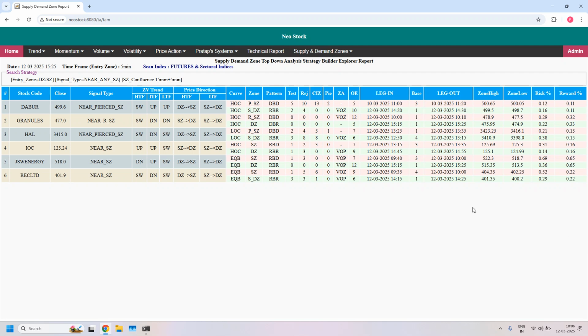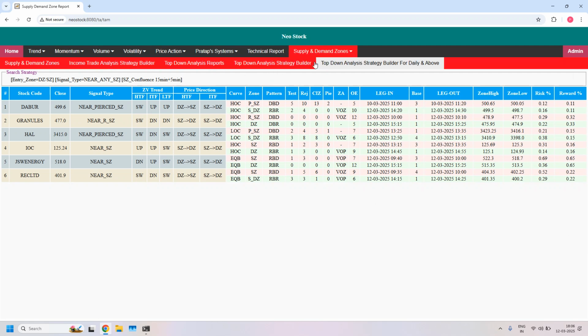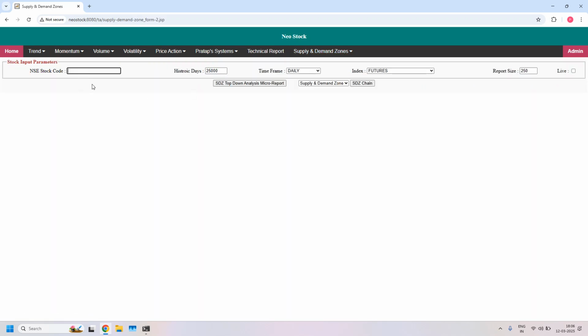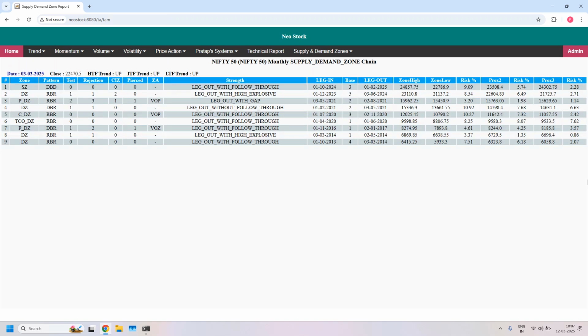Next, we will generate NIFTY and BANKNIFTY supply demand zone chain reports. Let's start with NIFTY from monthly time frame, generating monthly supply demand zone chain for NIFTY. So this is a monthly supply demand zone chain. Always look into the zone column to find high liquidity zones. Look into the pierced column to find the pierced zones. And look into the LTF trend to find the trend of the current time frame you have selected. Same rules you can apply to the remaining supply demand zone chain reports.